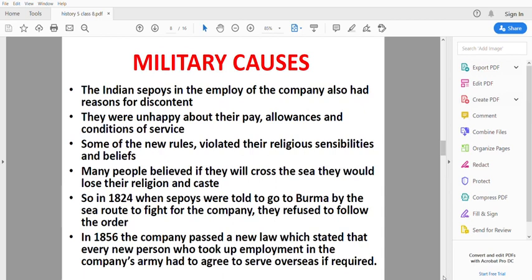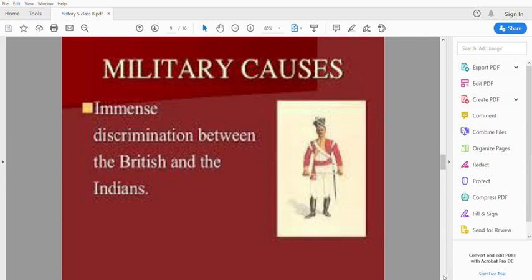So in 1824, when sepoys were told to go to Burma by sea to fight for the company, they refused to follow the order. They did not want to go to Burma by sea. In 1856, the company passed a new law which stated that every new person who took up employment in the company's army had to agree to serve overseas if required. So a new law was passed that everyone had to cross the sea.